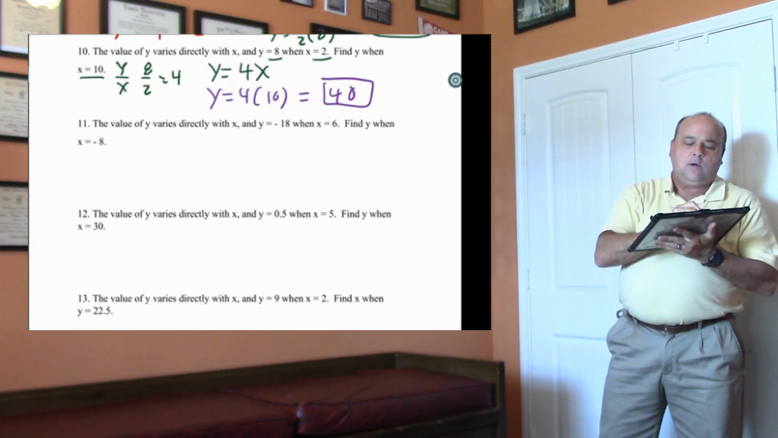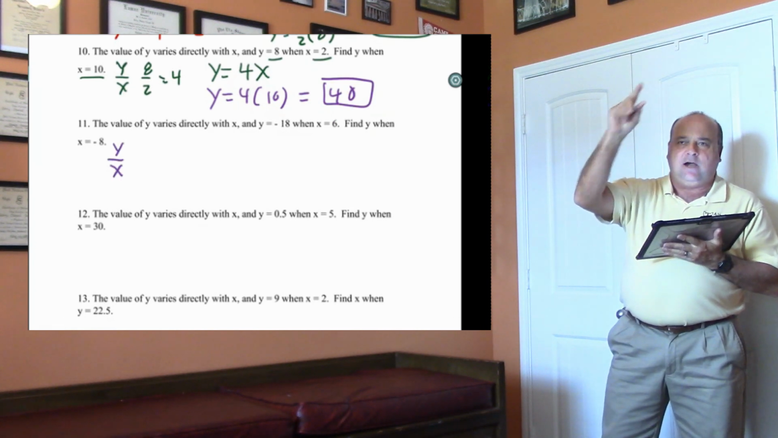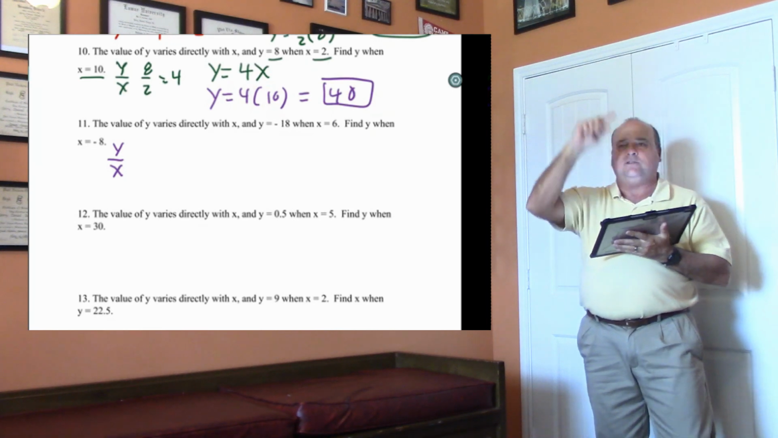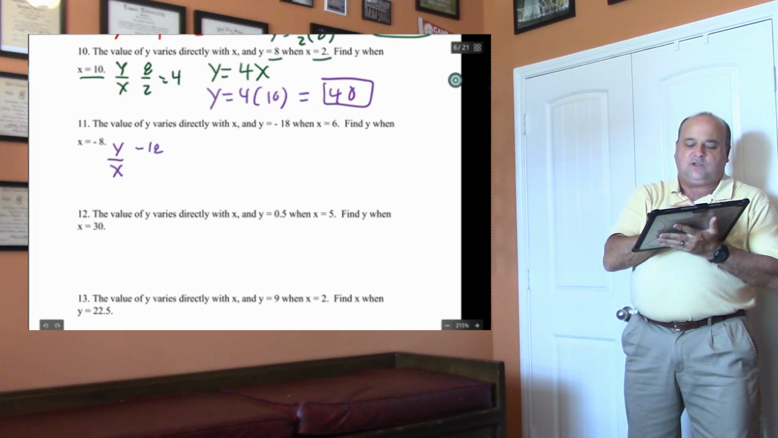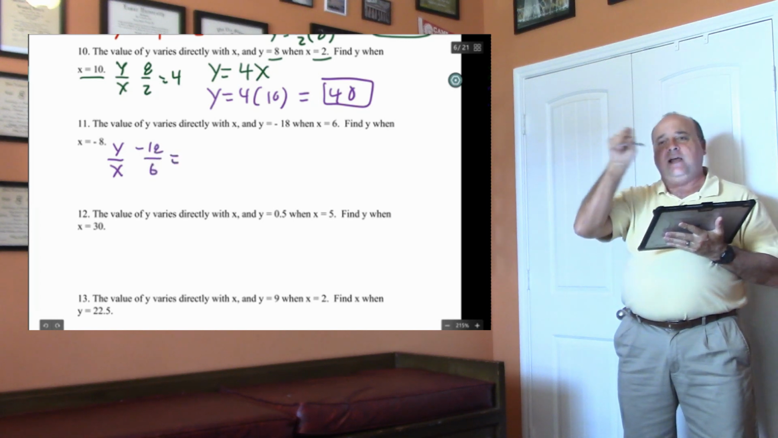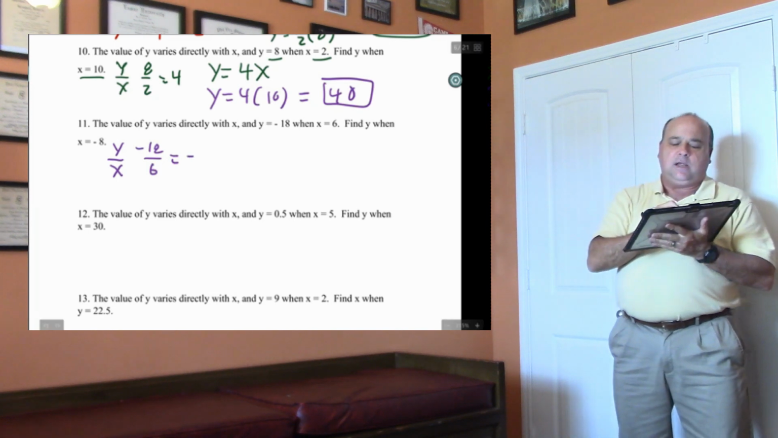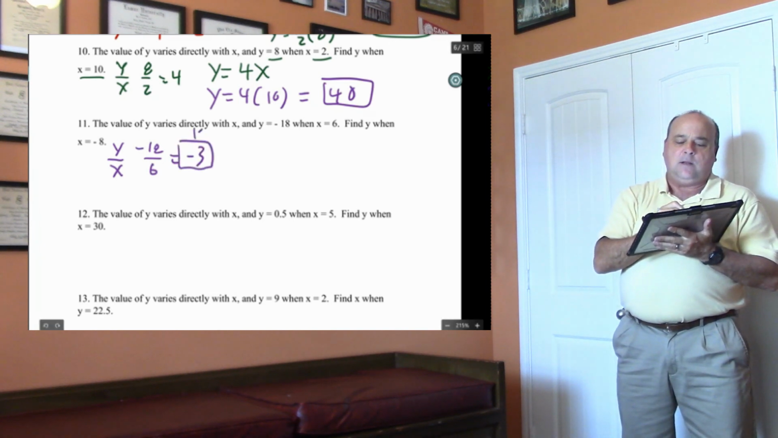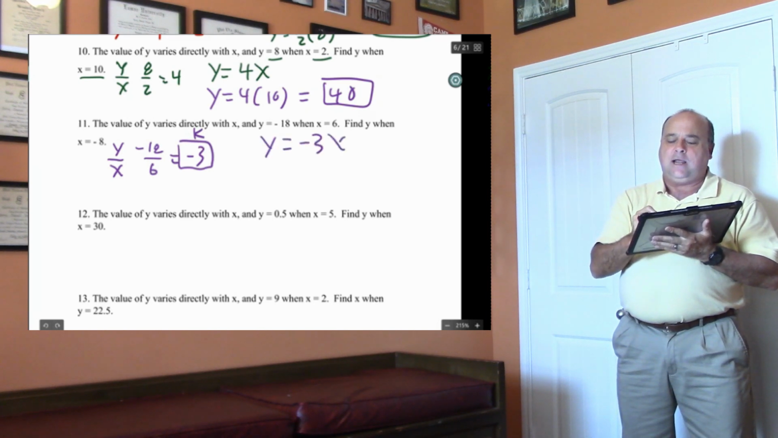Same thing again. Write down y over x. You're going to put y over x every single time. Y over x. Now then, let's put -18 over 6. Punch that into the calculator. -18 divided by 6. Enter. And you would get -3. That's going to be my k in it. So I'm going to write down y equals -3x.